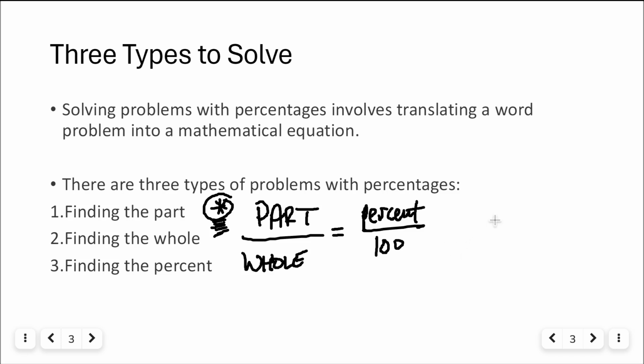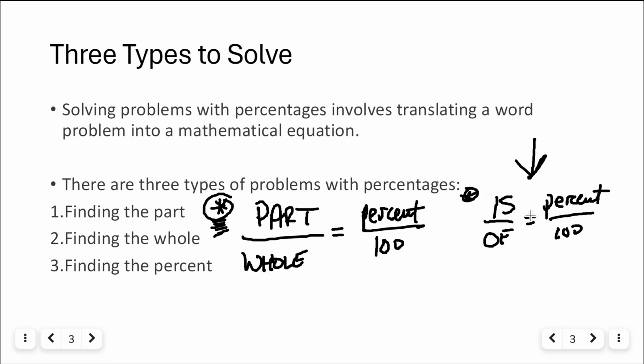Now, the other way that some of you, this may sound more familiar to you, is like this: is over of equals percent over 100. Okay, the number next to the is, the number next to the of, all right, equals percent over 100. This might be the way that some of you have learned it in the past, and that's okay. There's nothing wrong with this method. The only issue that I have with is over of equals percent over 100 is not all the problems are set up as what is 15% of 30.